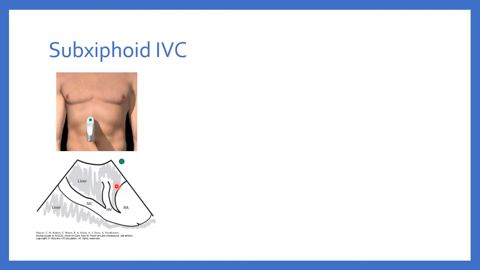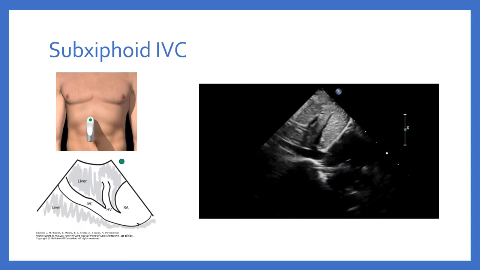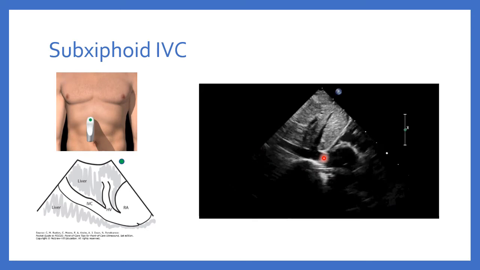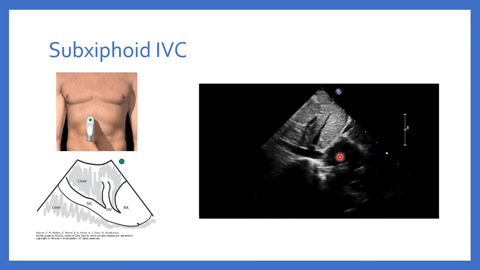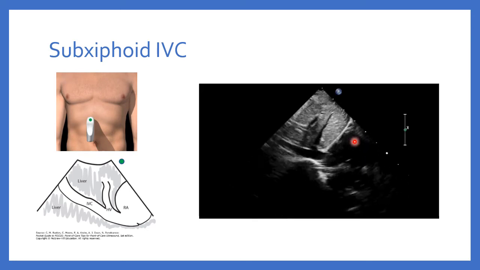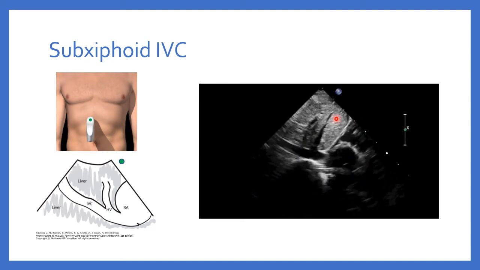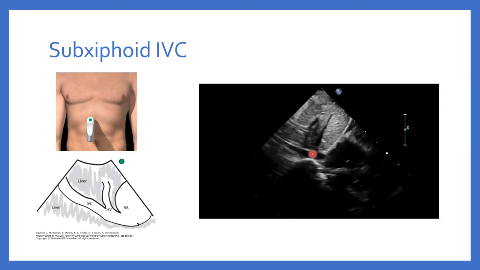And from this view, we can also see the liver closer to the probe, and we can see the hepatic vein emptying into the IVC. So when we pull up our image, this is an example. You can see the length of the IVC. You can see it empty into the right atrium. This is actually the tricuspid valve and the right ventricle just below it. And then here you can see the liver with the hepatic vein emptying into the IVC.